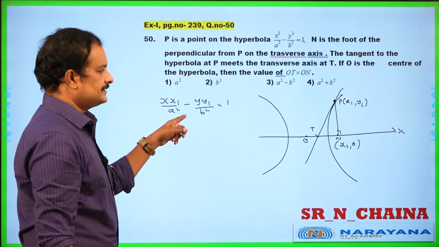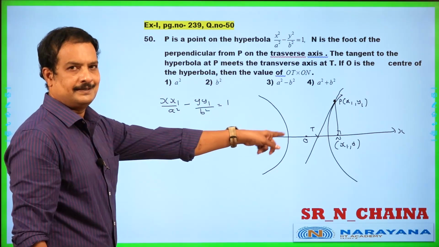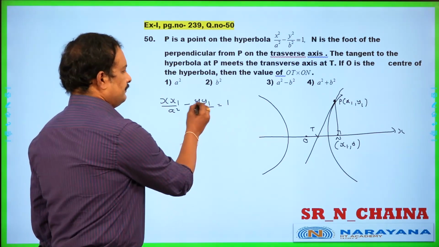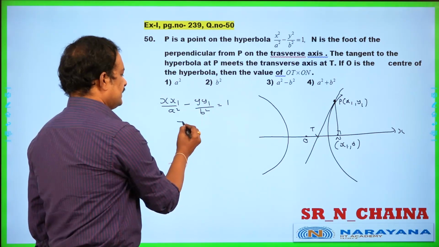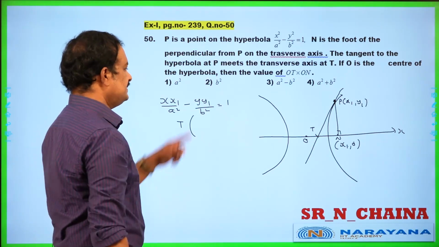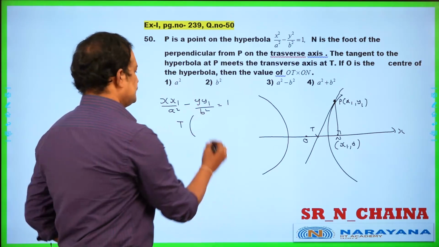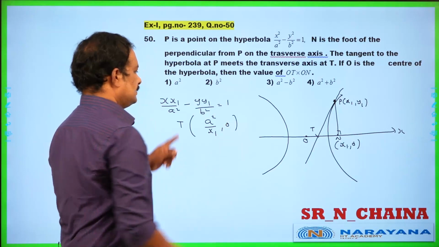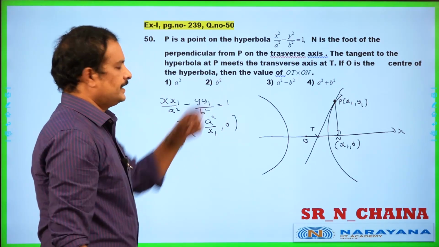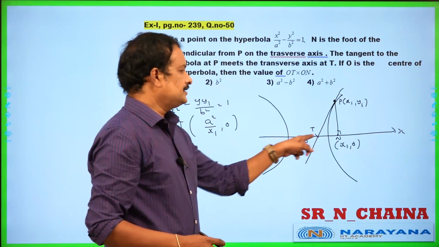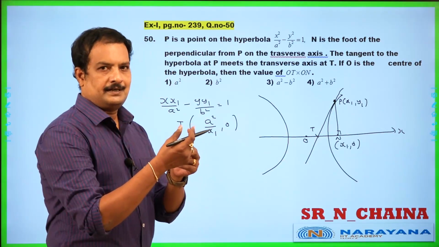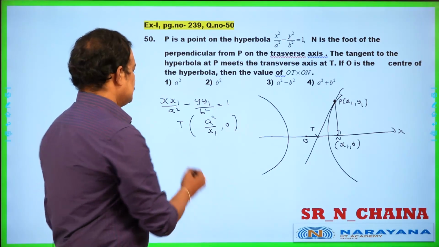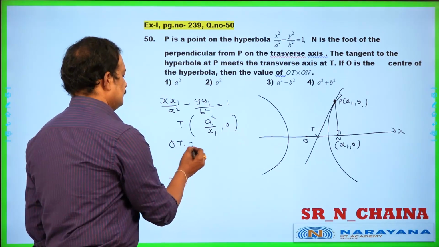This is the tangent at P. But this is meeting the x-axis at the point T. Of course, here the transverse axis is along the x-axis. Because of this, we have to put y equal to 0 so that we can get the T coordinates. So what are the T coordinates? Simply put y equal to 0, then it is a square by x1 comma 0. These are the coordinates of T. Now what is the requirement? OT into ON. OT is simply the x coordinate of T, and ON is simply the x coordinate of N. So here the requirement is OT into ON.